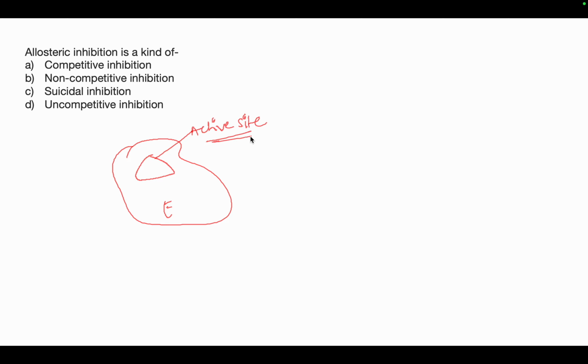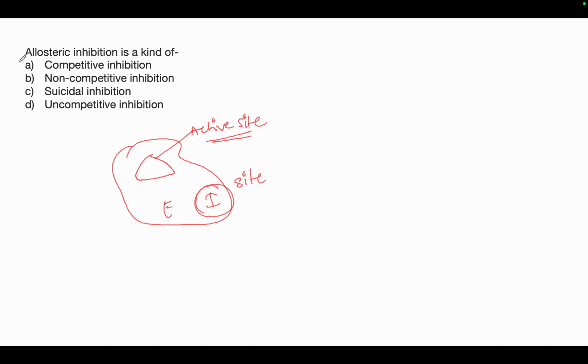Allosteric inhibition is a kind of. So what is allosteric inhibition? So we have an enzyme, and we have an active site. Okay, this is our active site. So allosteric inhibition is when the inhibitor will come and bind to a site which is not the active site. Okay, it is not binding to the active site, but it is binding somewhere else.